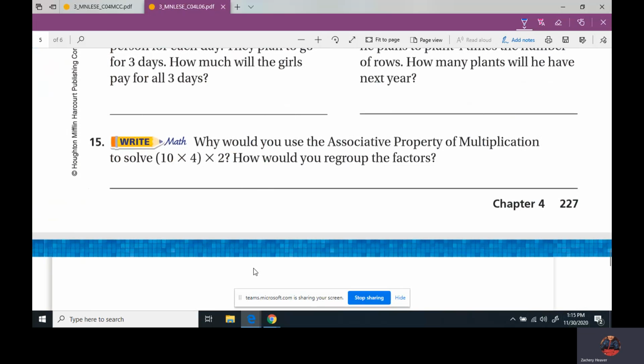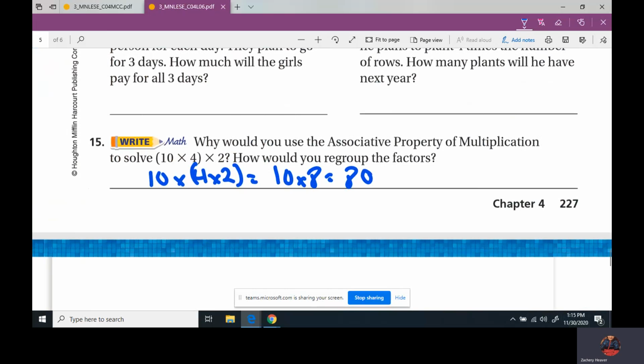How would you use the associative property of multiplication to solve this? Check this out. They already grouped 10 and 4 together. Well, let's just regroup it. So 10 times 4 times 2. Let me put my 4 and 2 together, which gives me 10 times 8. And we know 10 times 8 is 80.